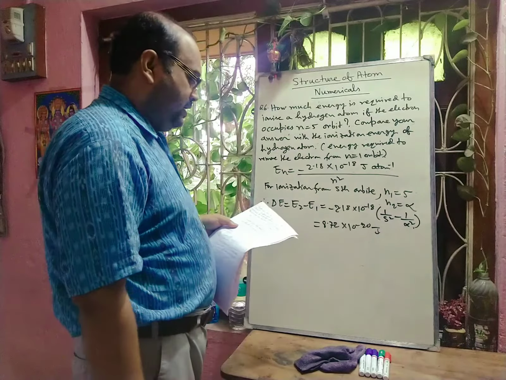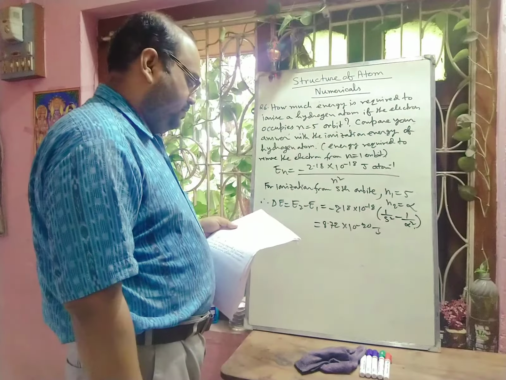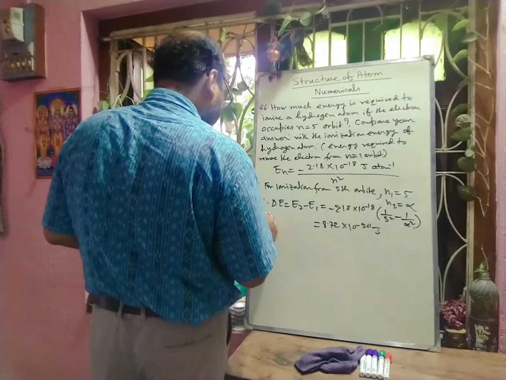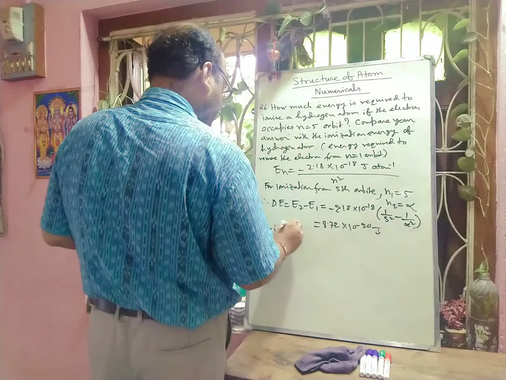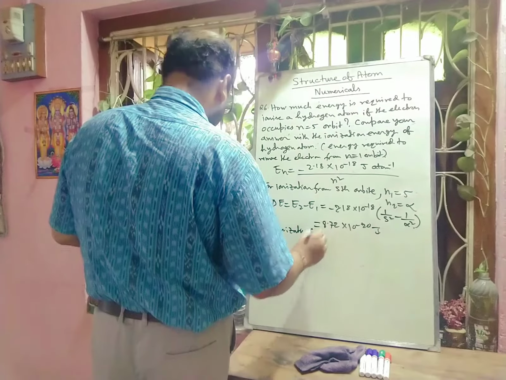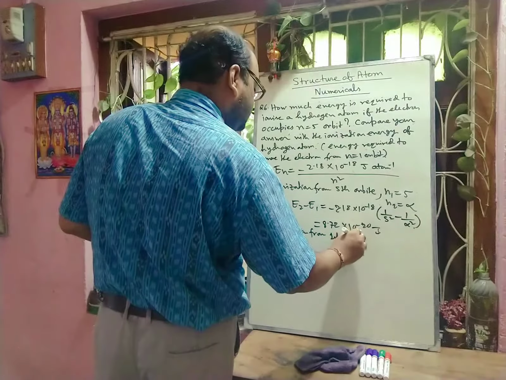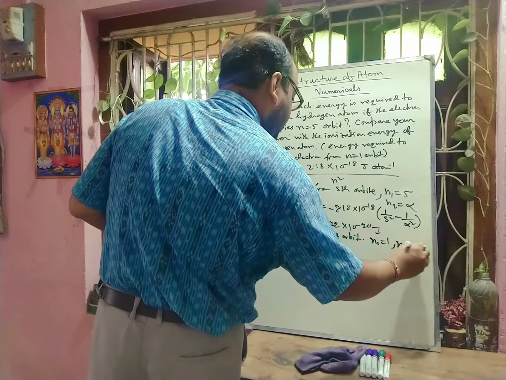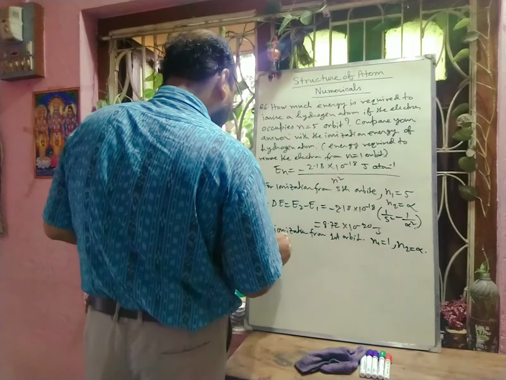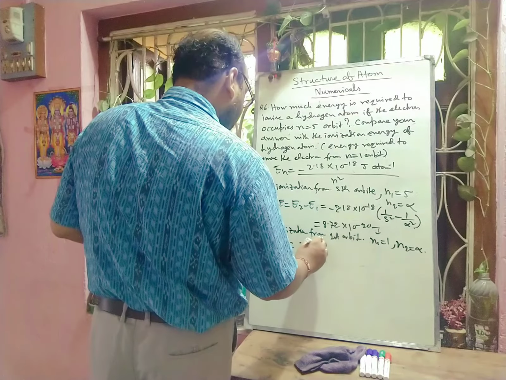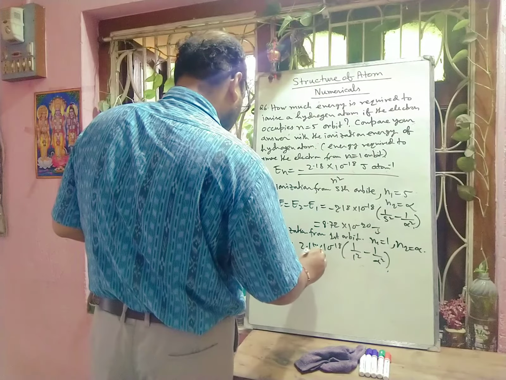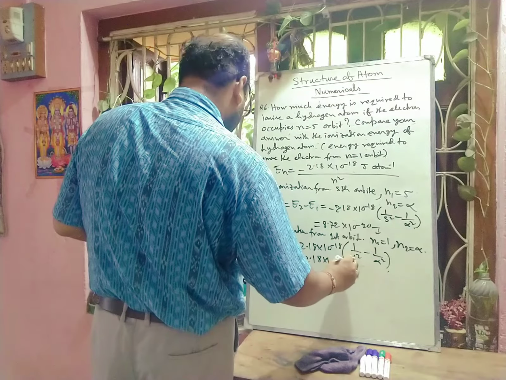Now we have to compare with the ionization energy from the first orbit. For ionization from the first orbit, n1 is equal to 1 and n2 is equal to infinity. So here delta E dot will be 2.18 into 10 to the power minus 18, times 1 by 1 square minus 1 by infinity square. It will come to 2.18 into 10 to the power minus 18 joule.